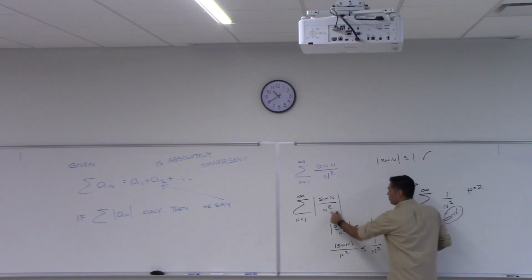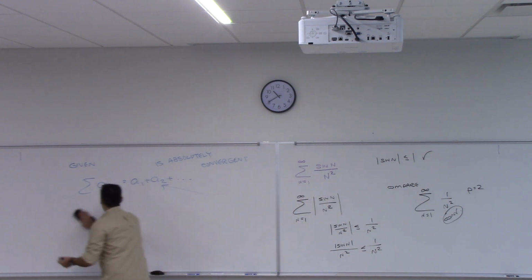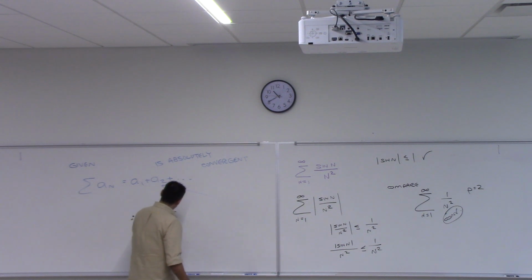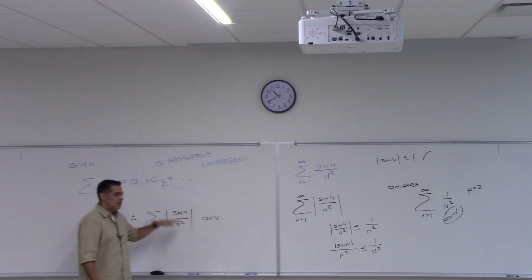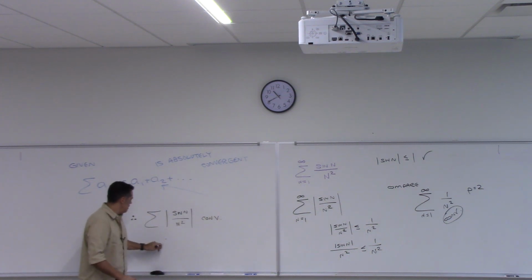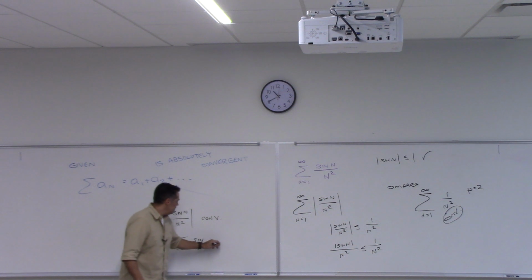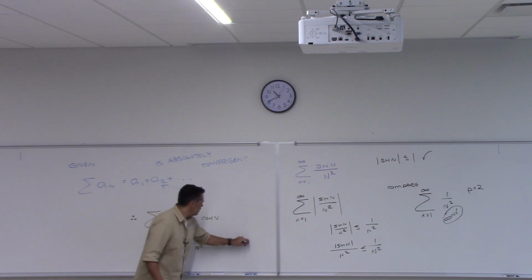converges. So therefore, I'm sorry, because I am out of time, here's what I can say. This converges, and what does that mean? Therefore, this sine n over n squared is absolutely convergent.